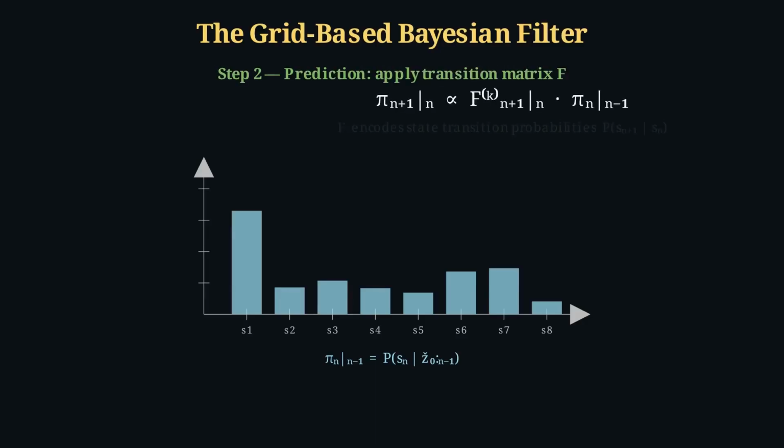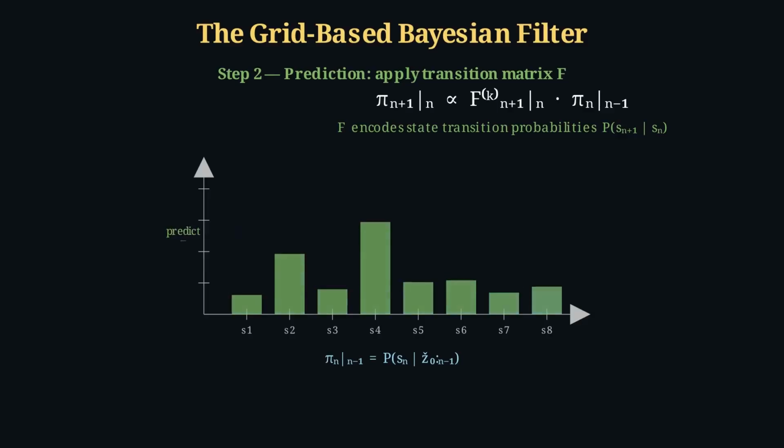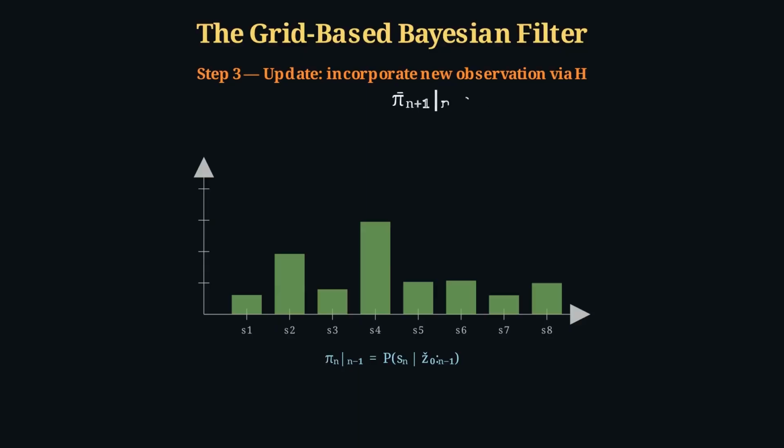Step 2 is the prediction update. We apply the transition matrix F to the current belief to produce a predicted belief for the next time step. The equation is pi n plus 1 given n, proportional to F times pi n given n-1. F encodes the state transition probabilities. Watch the bars change to green as the prediction step shifts probability mass according to the transition model.